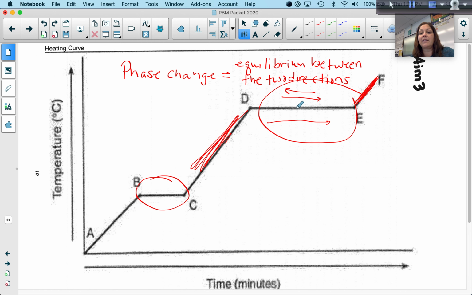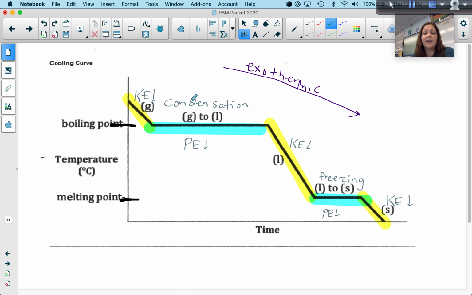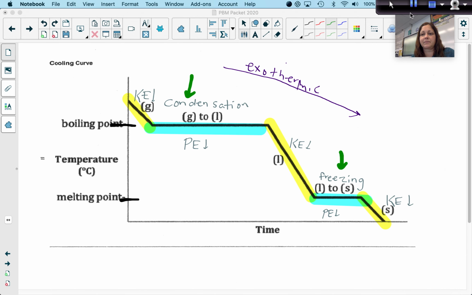So here at boiling, there's an equilibrium between gas and liquid. At melting, there is an equilibrium between solid and liquid. And I should have said liquid and gas because that's the direction where they are written. Okay, so there is an equilibrium here between liquid and gas. If we now also look at the cooling curve, at this phase change right here, there is an equilibrium between gas and liquid. At this phase change right here, there is an equilibrium between liquid and solid.